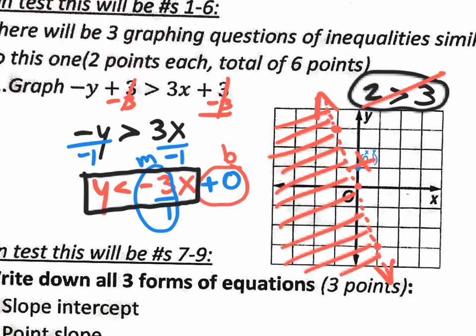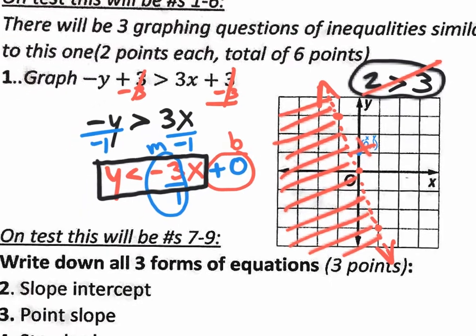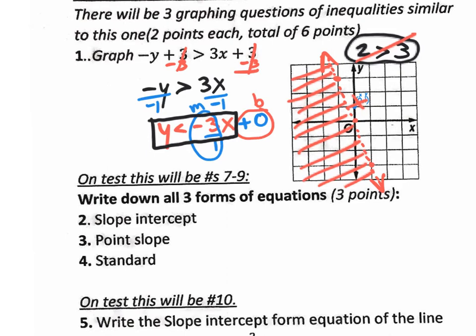Now there's going to be 3 of those, so it is kind of time consuming. It is worth 6 points out of the 25 possible. So that's a huge part of the test right there. On the other ones, you will be able to use the coordinate 0, 0. There's going to be one where you can't. There's going to be 2 others that you can use the point 0, 0.